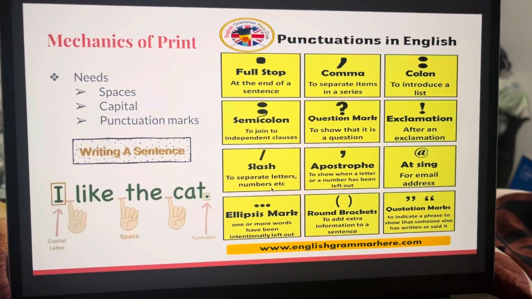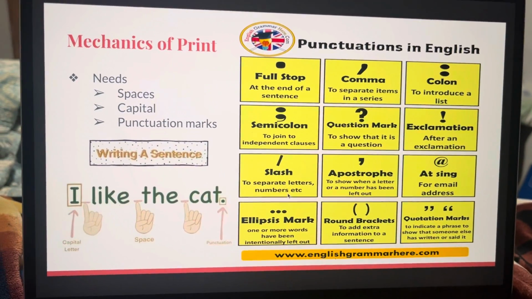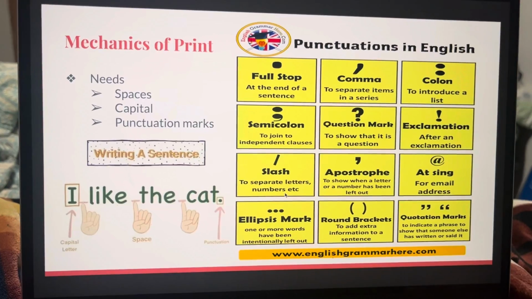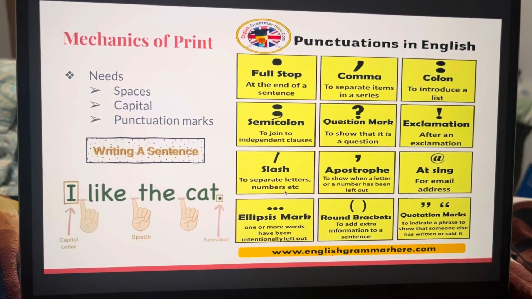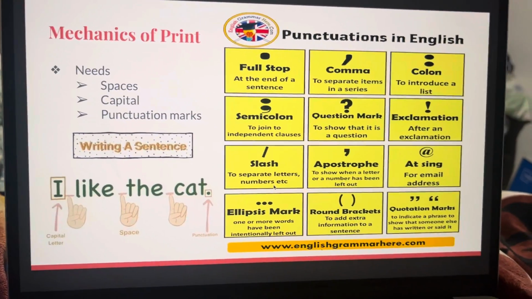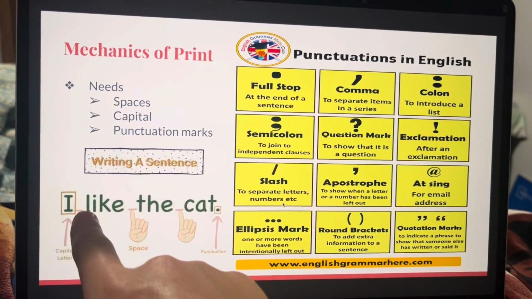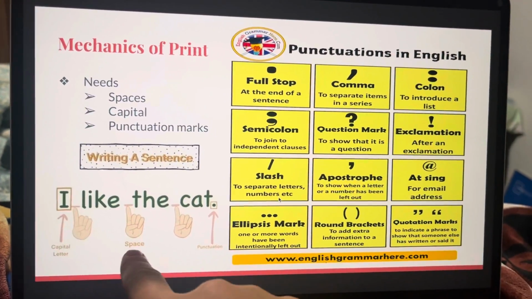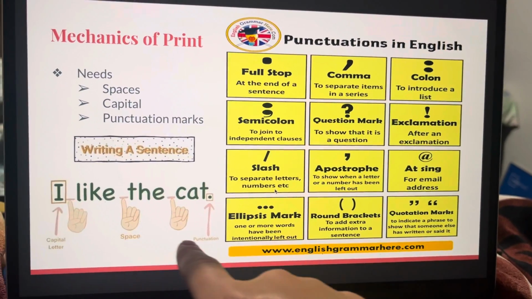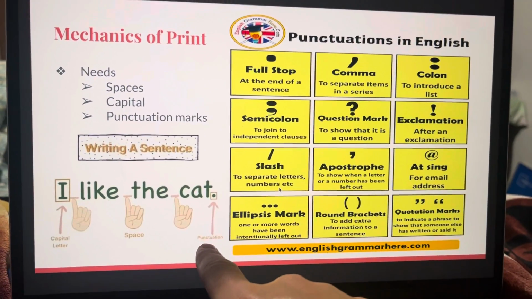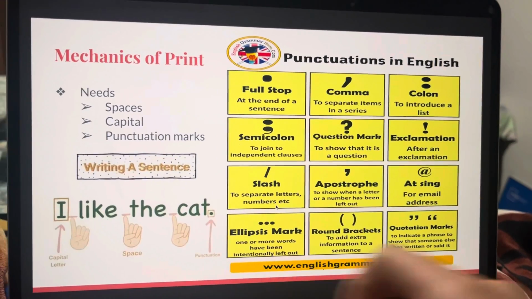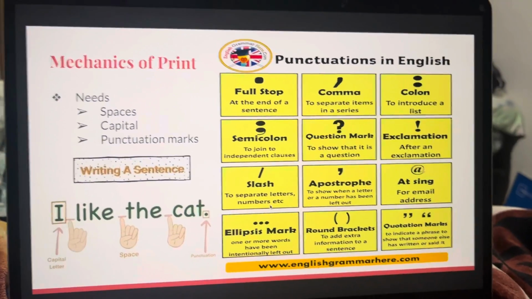Mechanics of print. You need spaces, capital letters, and punctuation marks. Each sentence should start with a capital letter. Between each word, there should be a space. And at the end of a sentence, there should be punctuation. There are also different types of punctuation.